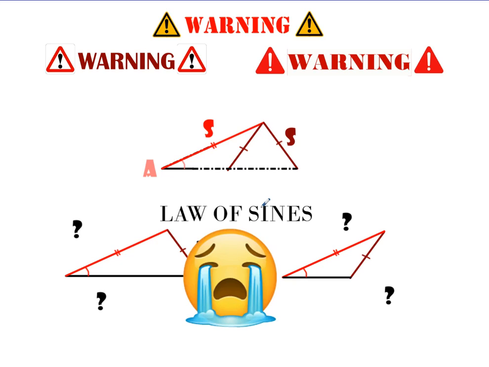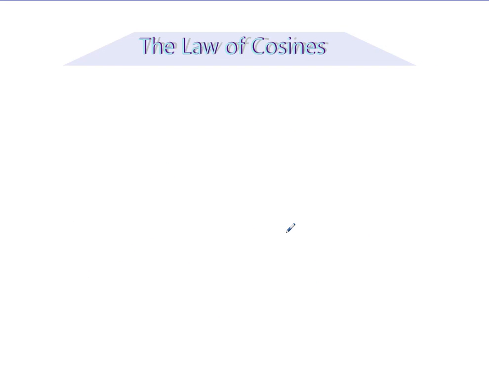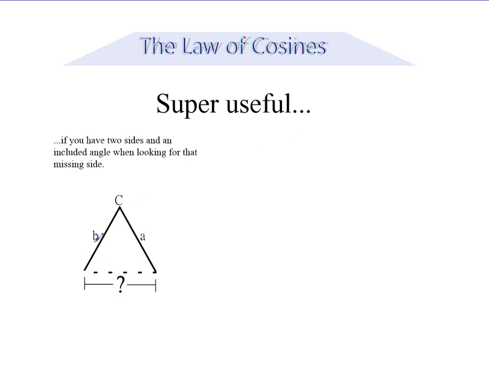And so we call that a shortcoming of the law of sines, and that is why we have the law of cosines. The law of cosines solves that problem for us, okay? So let's recognize what it's useful for. If you have side angle side and you want the opposite side, I'll read the formal. If you have two sides and an included angle when looking for that missing side, this is going to be super useful for the law of cosines.